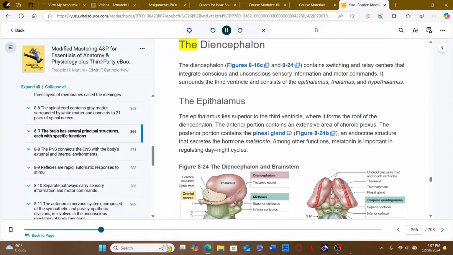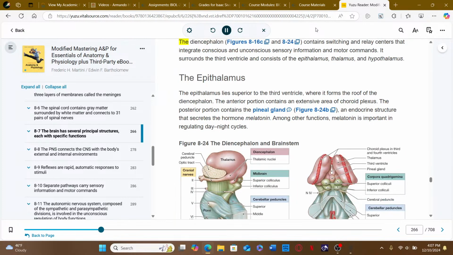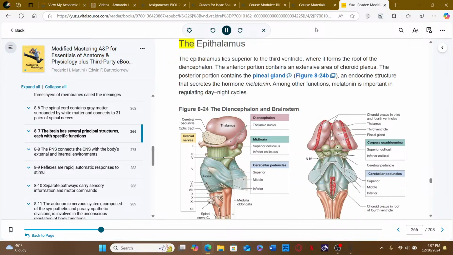The diencephalon. The diencephalon, Figures 8-16c and 8-24, contains switching and relay centers that integrate conscious and unconscious sensory information and motor commands. It surrounds the third ventricle and consists of the epithalamus, thalamus, and hypothalamus.